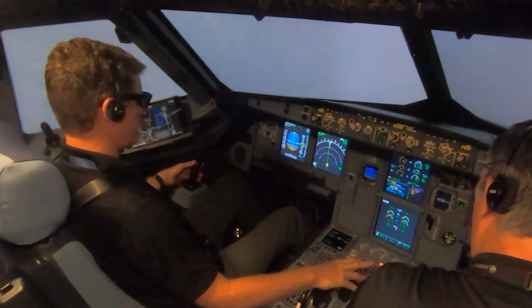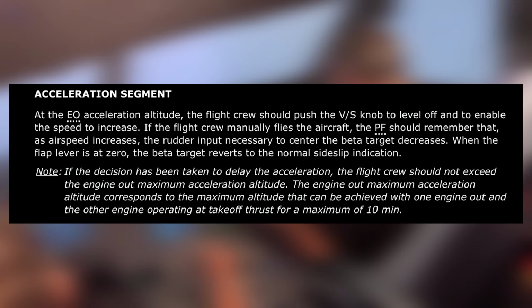Shutdown. If no fuel leak. Vertical speed 0. There are two occurrences happening at the same time here worth mentioning for both pilot flying and pilot monitoring. The aircraft has reached the engine out acceleration altitude. Note that Neil pushed the VS knob to level off and allow the aircraft to accelerate. If flying with the autopilot off, which is not the case in our video, the acceleration makes the rudder more effective, meaning pilot flying would have to retrim the aircraft.